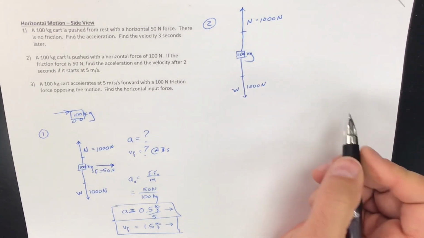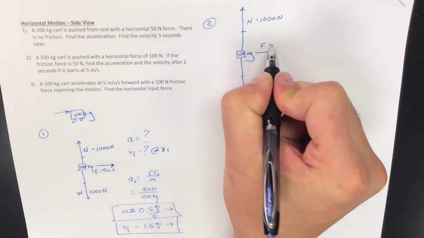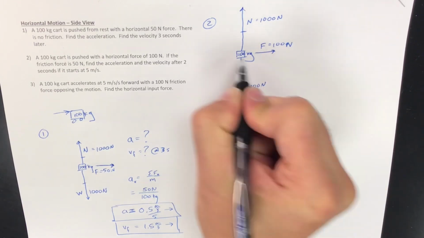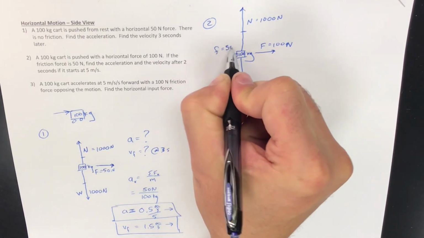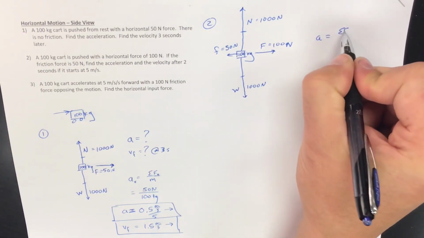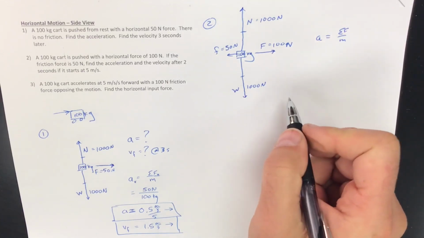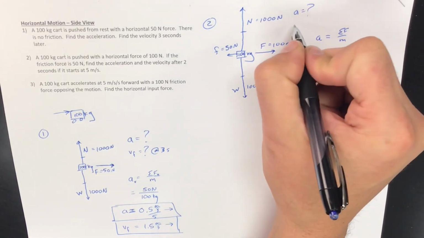Same size, you can use your little geometry tags to show that. This is the forward force, F is equal to 100 newtons. This is the backward force, the friction force is equal to 50 newtons. And same concept, acceleration is net force divided by the mass because we are looking for the acceleration and the final velocity.